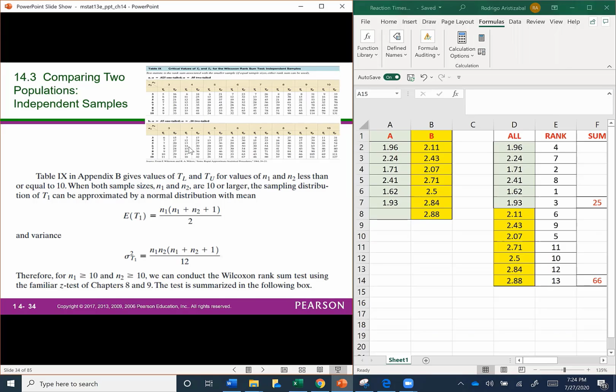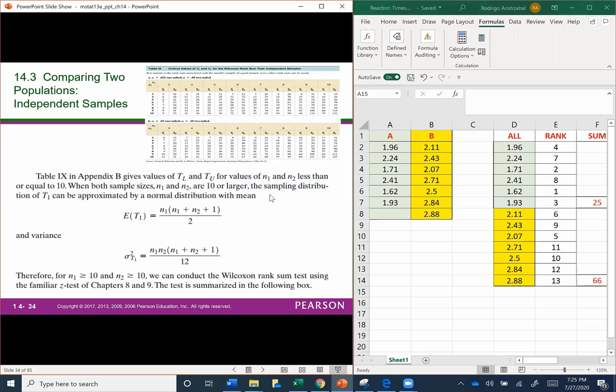But here we have an inconvenience, because this table can only be used when my sample sizes are smaller than or equal to 10. In both cases, we have 10 for n2 and for n1. When my sample sizes are bigger than 10, we need to use another procedure. The distribution for our test statistic, the sum of all ranks, will be normally distributed. This table gives values for the lower and the upper critical values for n1 and n2 less than or equal to 10.